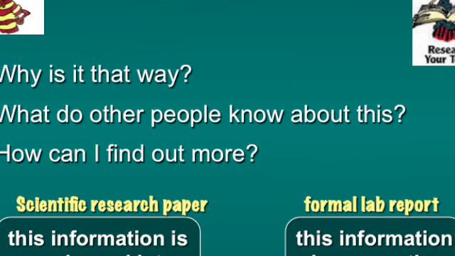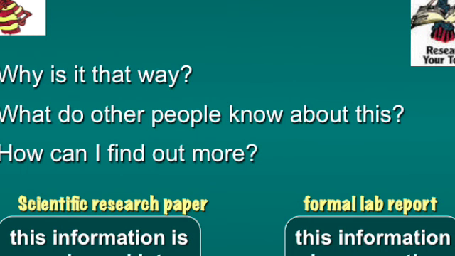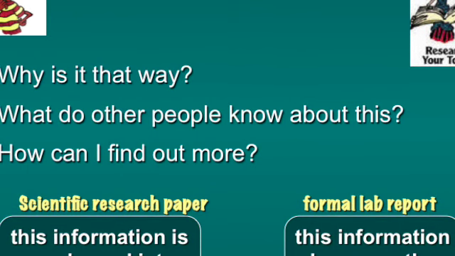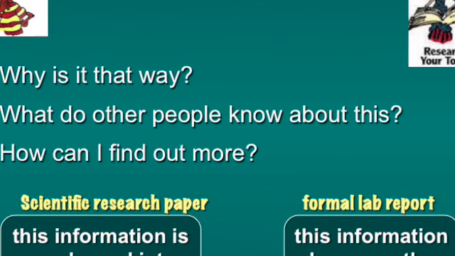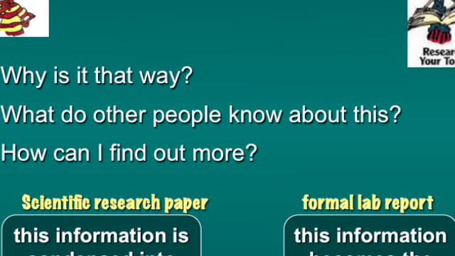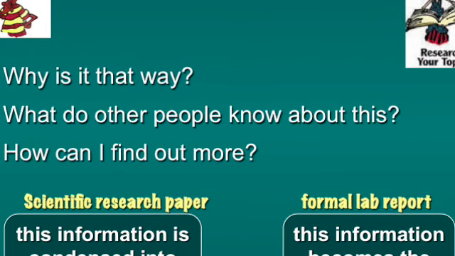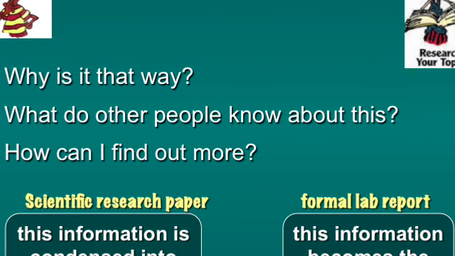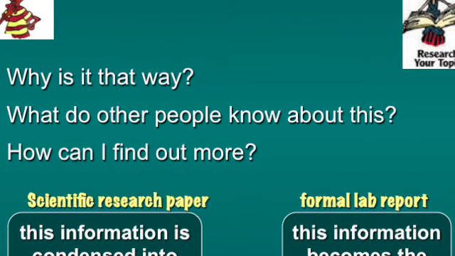So let's take a look at the first step, which is observation. The question that we aim to answer using our observations is, why is it that way? It could be as simple as, why is the sky blue? And from there, you want to start to draw in other information that you can find. So it kind of starts the research process off. What do other people know about this, and how can I find out more?